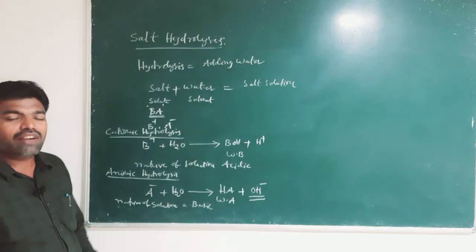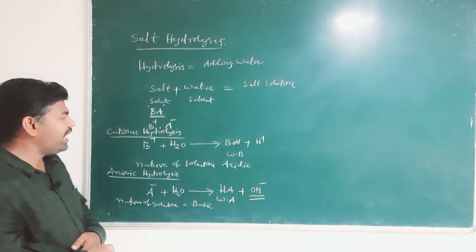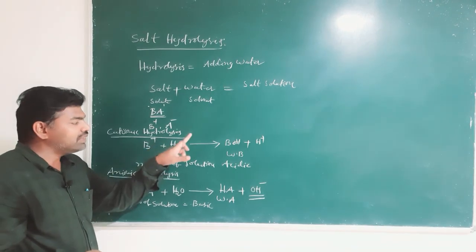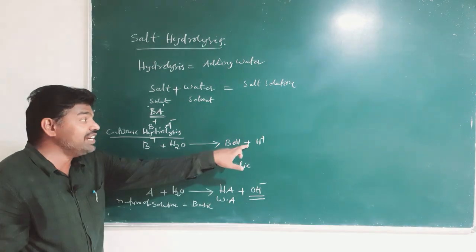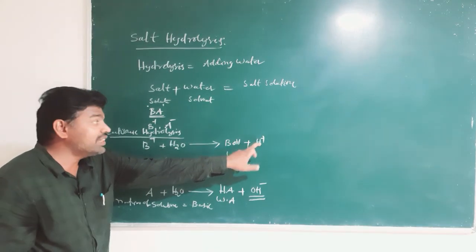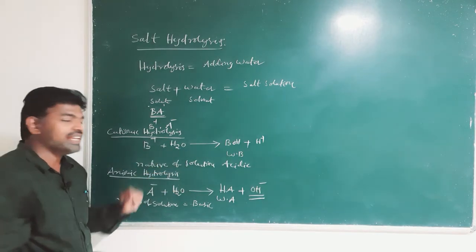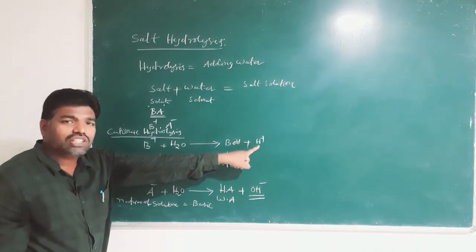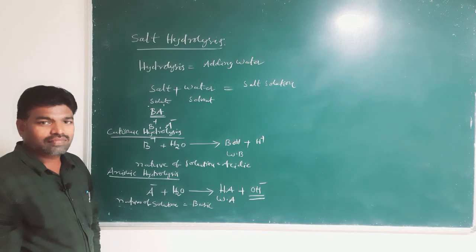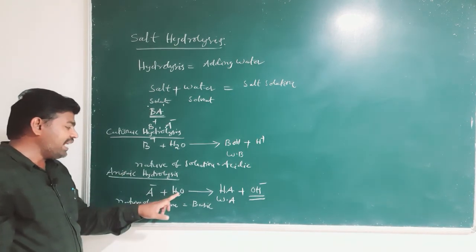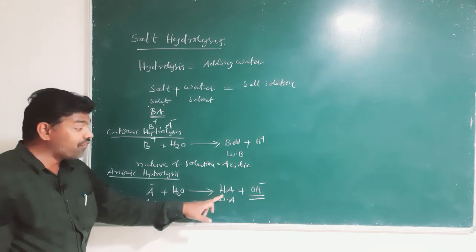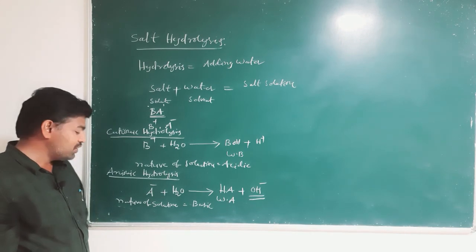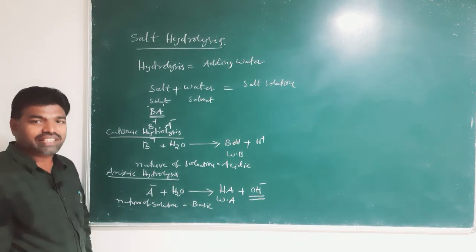So what I want to conclude is that when water interacts with the cation, that results in the formation of a weak base and the release of H plus ions. So the nature of the solution is acidic, because there is a release of H plus ions. And when water interacts with the anion, that results in the formation of a weak acid and the release of OH minus ions, so the nature of the solution is basic.